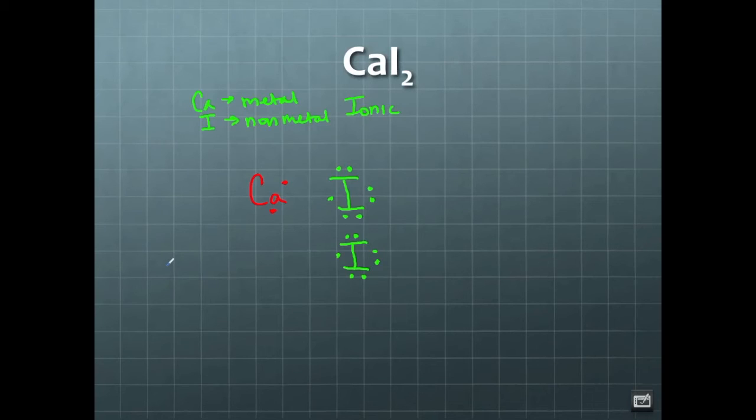And I'm going to transfer electrons. So I transfer 1 electron from calcium to iodine. Now iodine's got 8, so I'm going to have to transfer my other electron to my other iodine. And now I've got to draw my final result, which is calcium with no electrons, giving it a +2 charge, and iodine with 8 electrons, giving it a -1 charge because it's got one more electron than it had before.